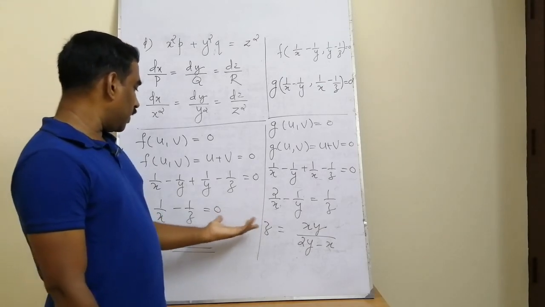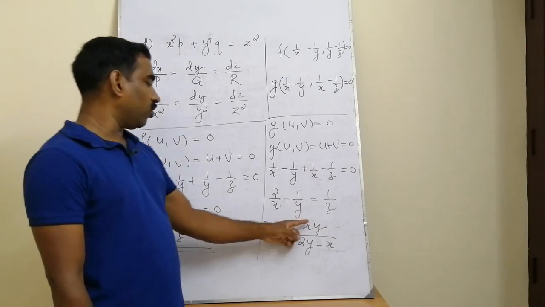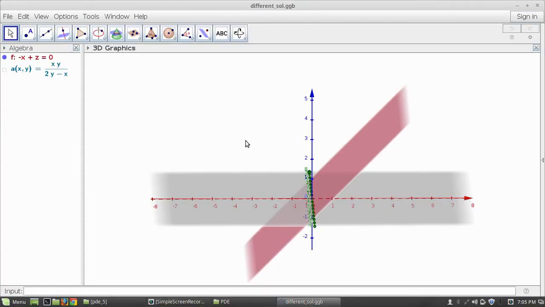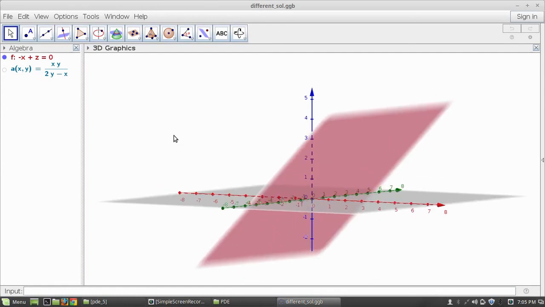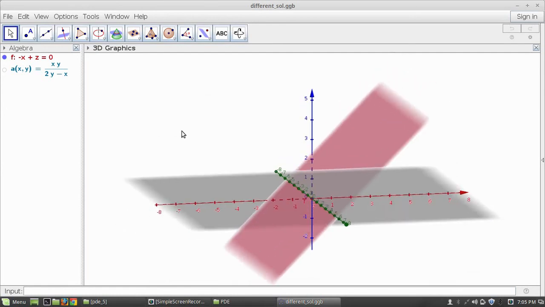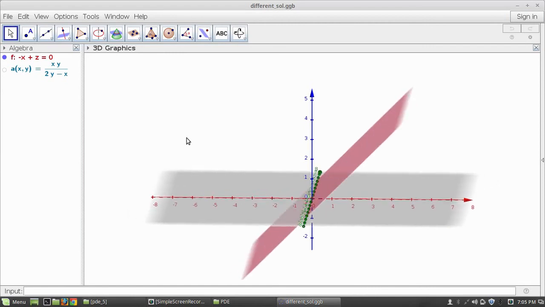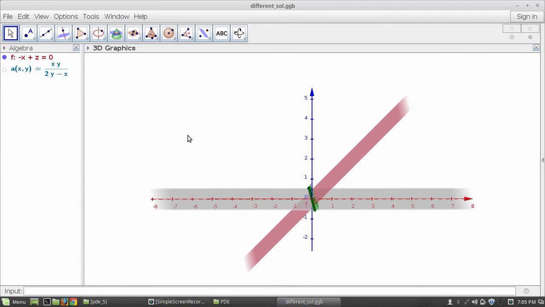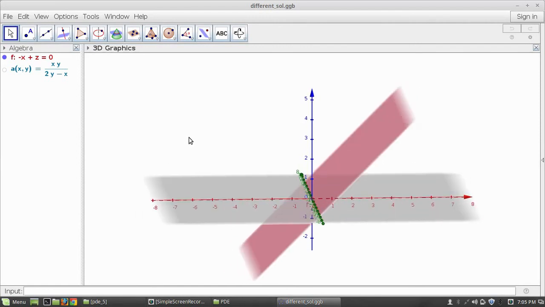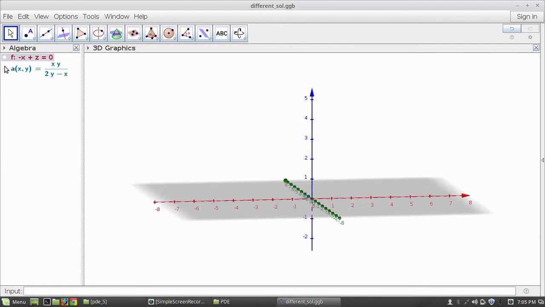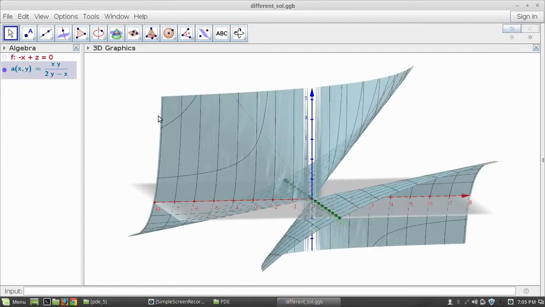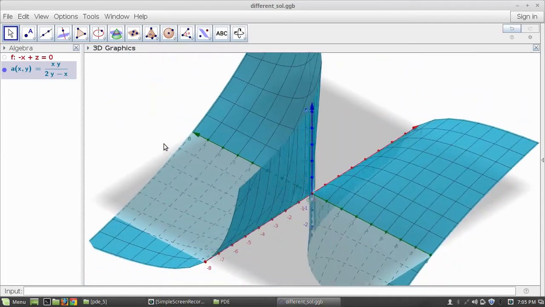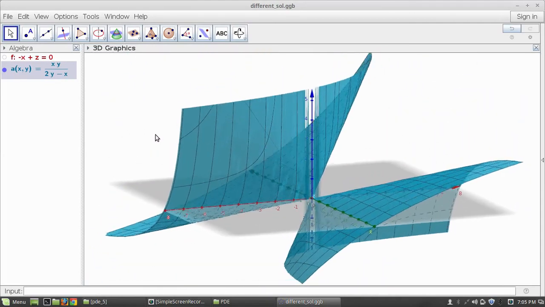And I will show you the nature of the surfaces z is equal to x and z is equal to xy divided by 2y minus x using GeoGebra. See, this is the surface x is equal to z. It is a plane passing through the origin. And for the same problem, we can see another family of surfaces, and one particular family is z equal to xy divided by 2y minus x. See, this is the shape of the surface z is equal to xy divided by 2y minus x.